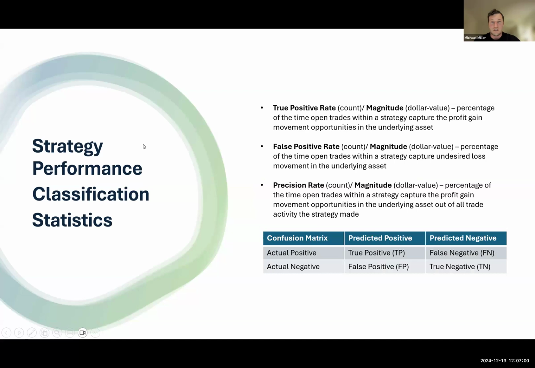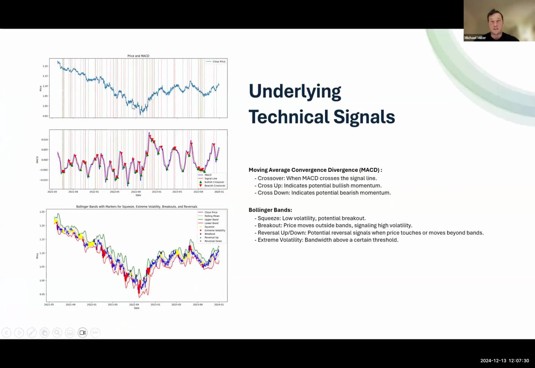And essentially, we came to a few that have outsized returns. So the other features are your typical classification or confusion statistics. Essentially, here you're looking at how often a trade is successful in each increment of time. And then you're also looking at the magnitude of how large that gain or loss was in that moment. We also looked at the underlying technical signals.